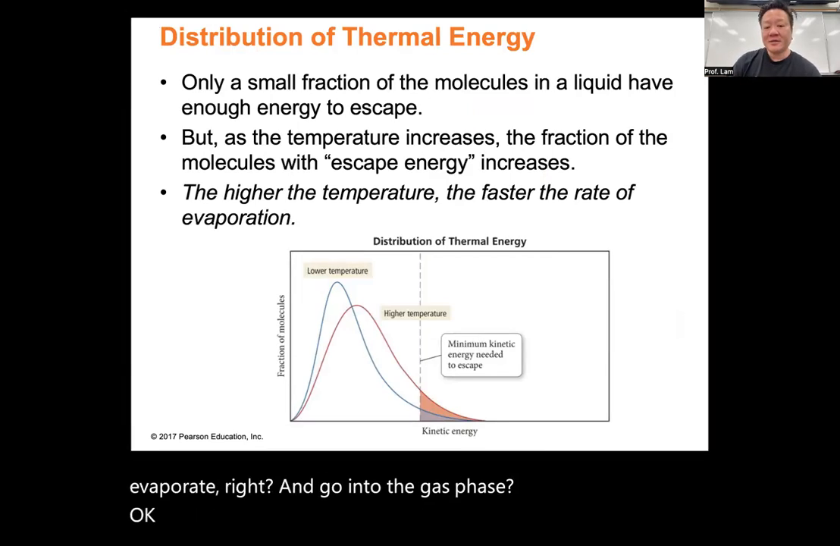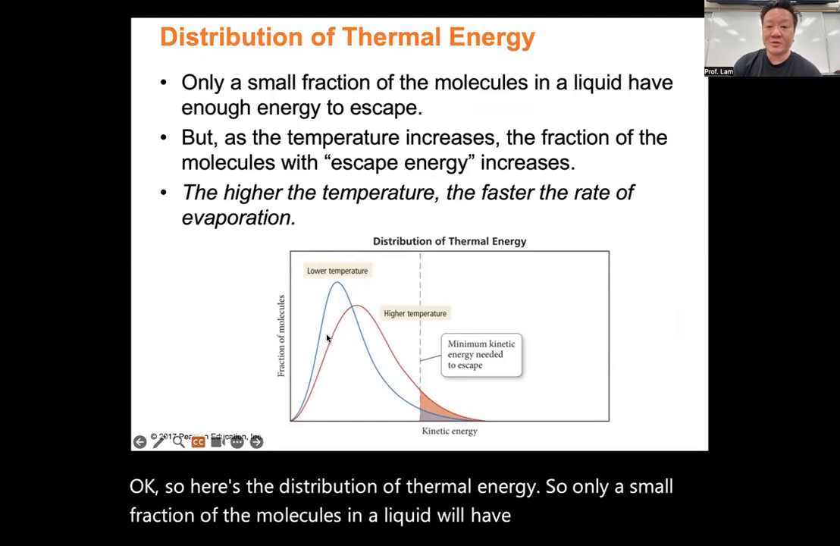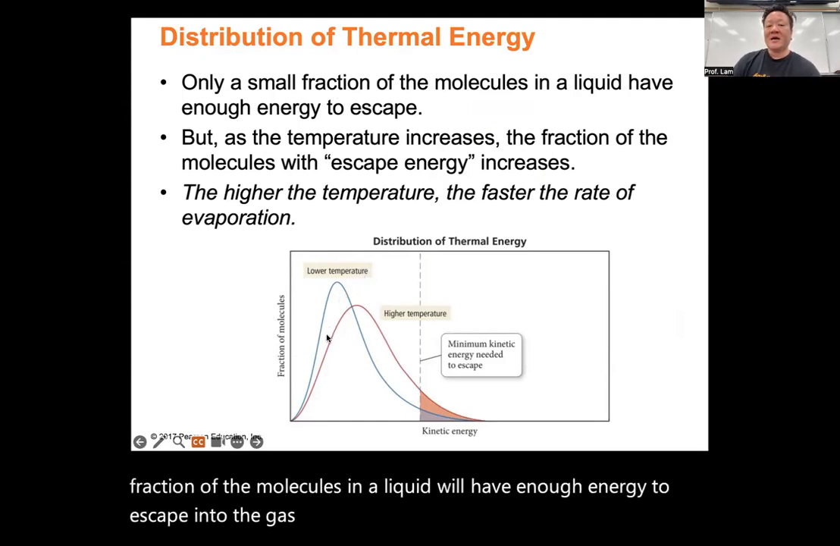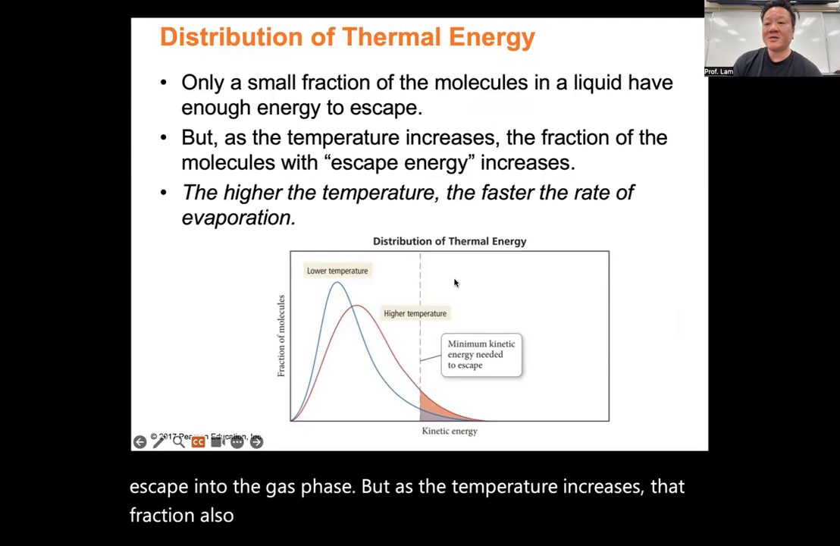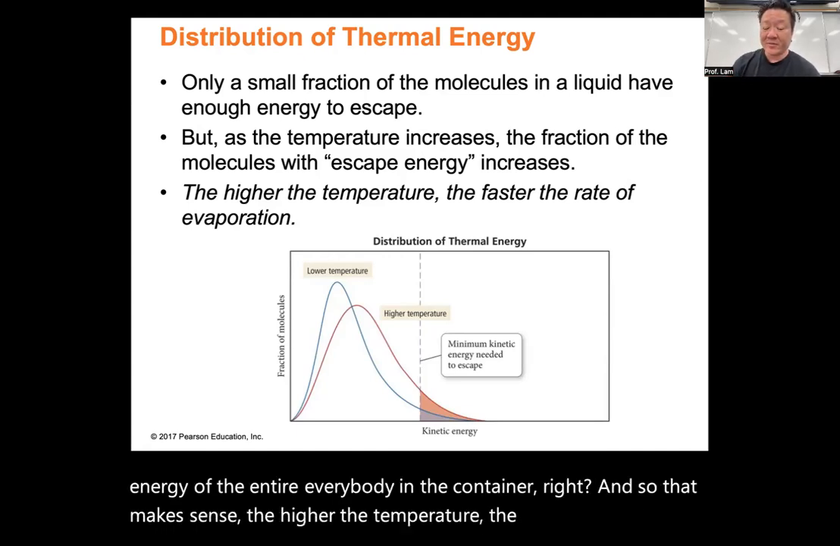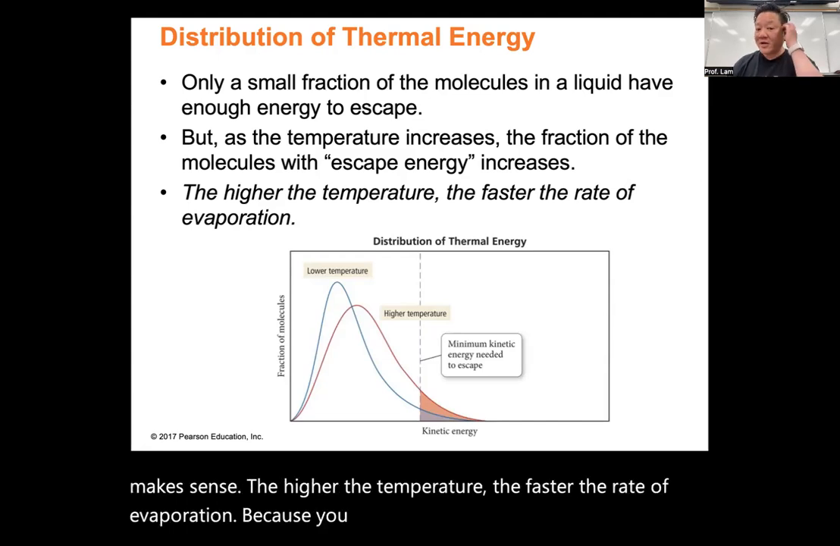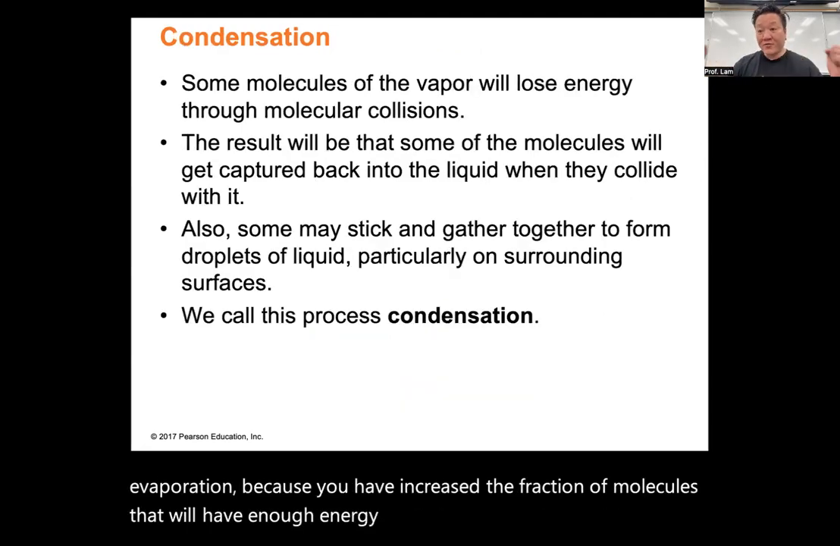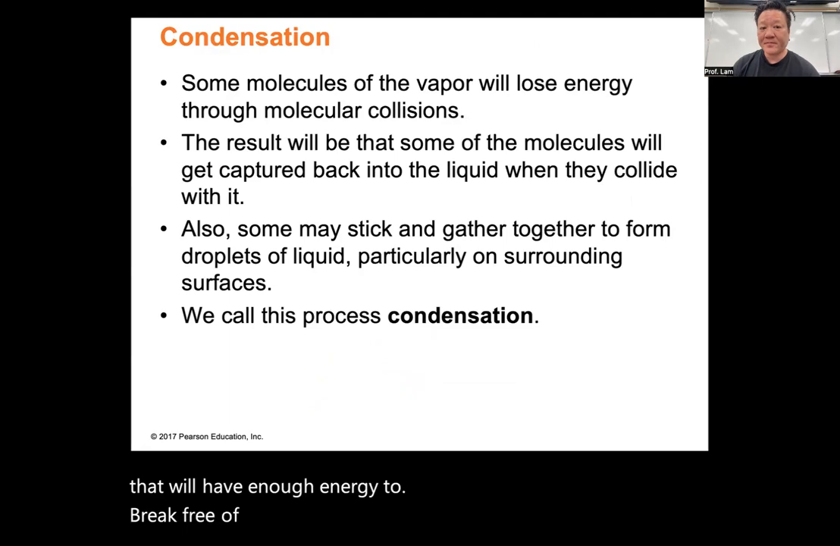Okay, so here's the distribution of thermal energy. Only a small fraction of the molecules in a liquid will have enough energy to escape into the gas phase. But as the temperature increases, that fraction also increases because now you've increased the kinetic energy of everybody in the container, right? And so that makes sense. The higher the temperature, the faster the rate of evaporation, because you have increased the fraction of molecules that will have enough energy to break free of the IMF.